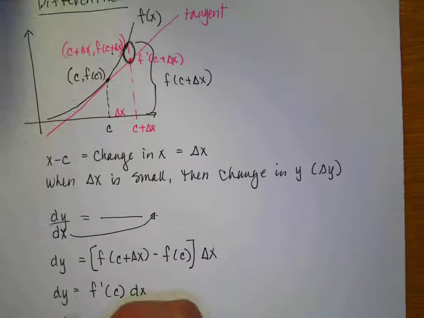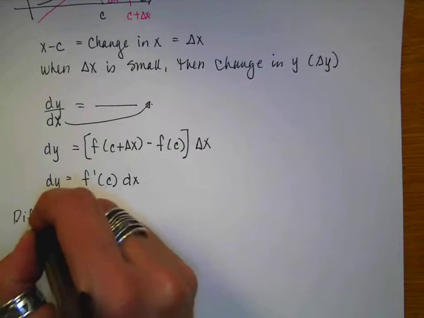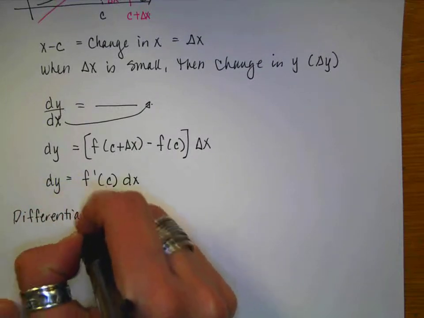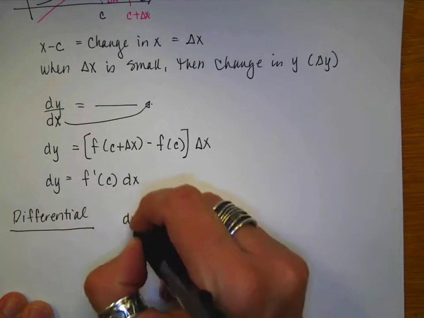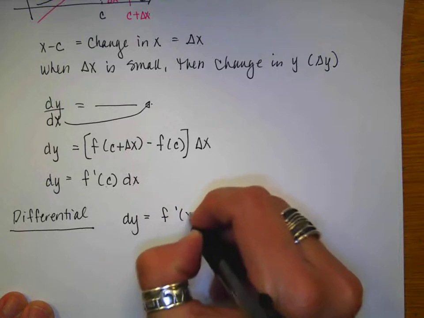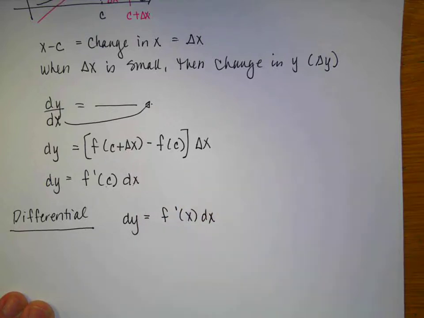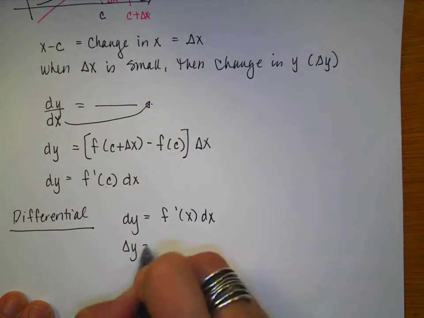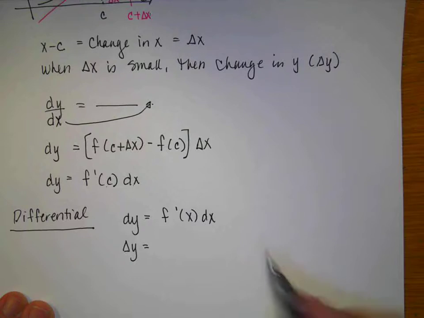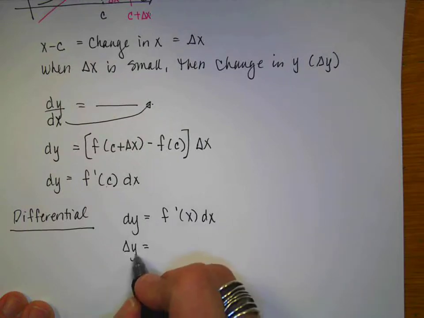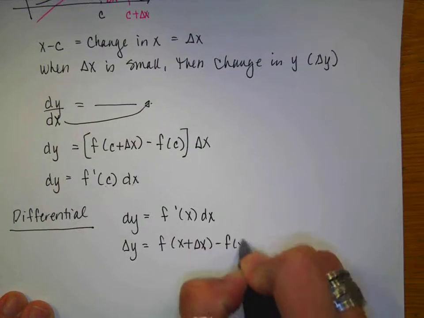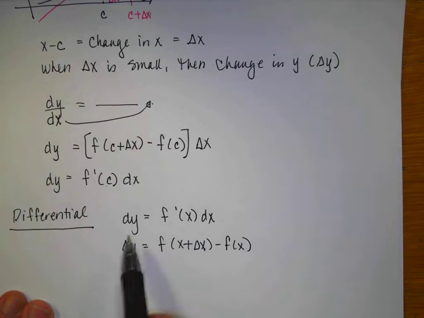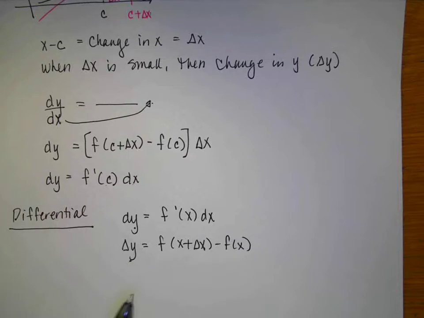Alrighty? Okay, so I'm going to write now, better scoot my paper up so you can actually see it, the differential. And the differential is the difference between the two graphs. So this is a differential. And its formal definition is dy is equal to f prime of x dx. And then we're also going to talk about delta y, the change in y. Okay, so this is the differential. This is the change in y. It's going to be f of x plus delta x minus f of x. So if I were looking at the change in y, this is going to be the change in y.